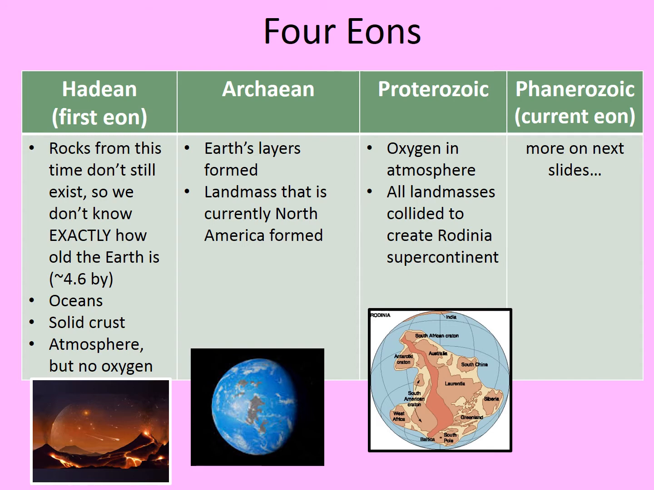So that 4.6 billion years that most scientists think the Earth is, is based off of information from other pieces of space. So whether we've had like an asteroid hit us or going and getting rocks from the moon, that's kind of how we figured out that general age. The Earth also had oceans during that time, an atmosphere, but the atmosphere didn't have oxygen. So it was a very different looking planet than what it is today.